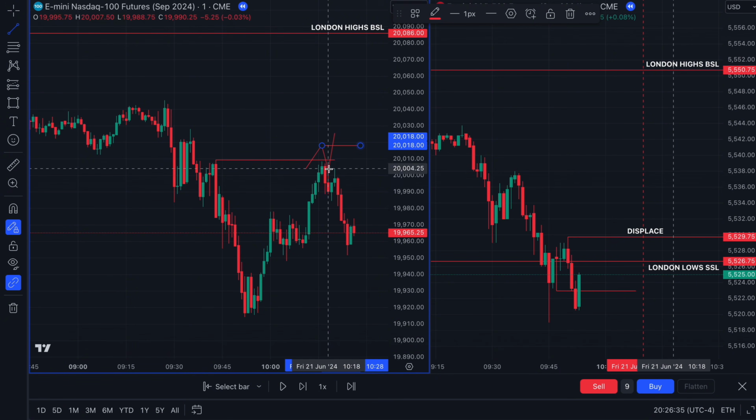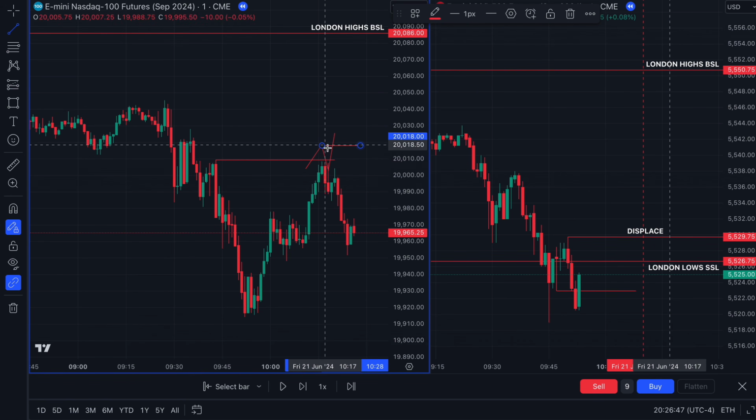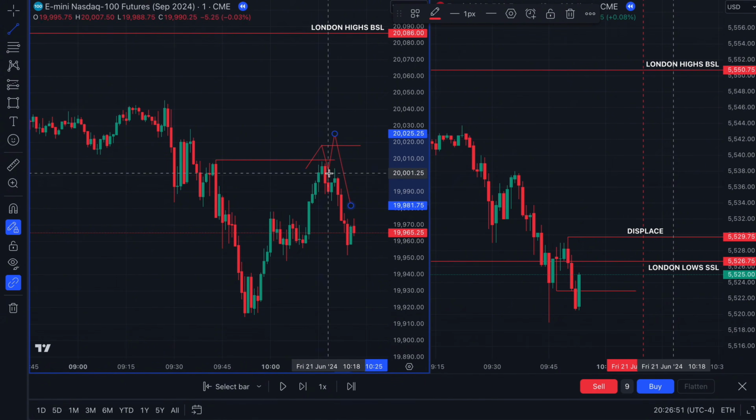So the first sweep of buy side liquidity, we look for it to get taken out, so you can anticipate a stop hunt or anticipate the previous short-term high to be taken out, and then you can see a displacement lower on price.